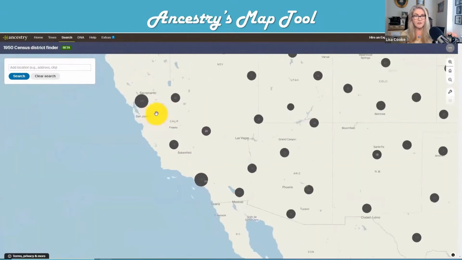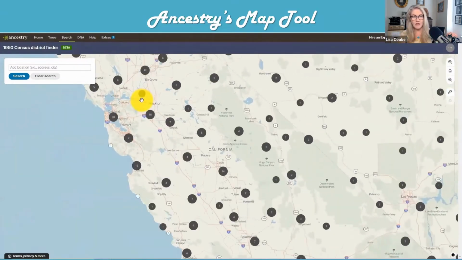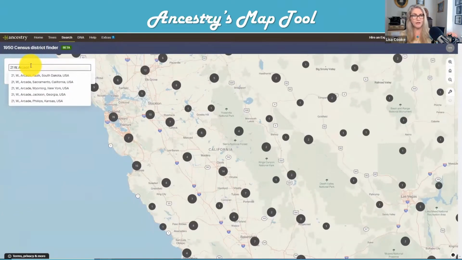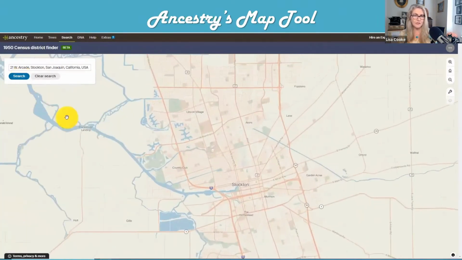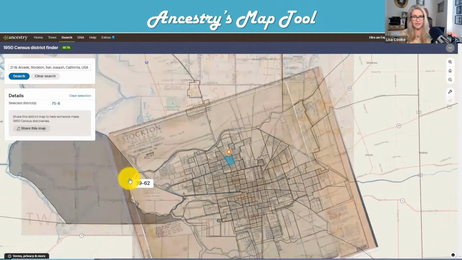And all the black circles are showing you clusters of different enumeration districts. What I would suggest is use the search box. If you know the address or even just the town, but if you're really fortunate, if you know the address, put it in here in the box. But it's important to select the populated list from the list. So don't just keep typing. If you see the one that you know you're typing in there, pick from Ancestry's version of that, because that way it will find it exactly.